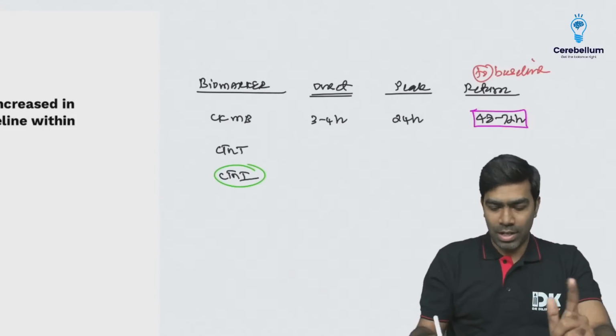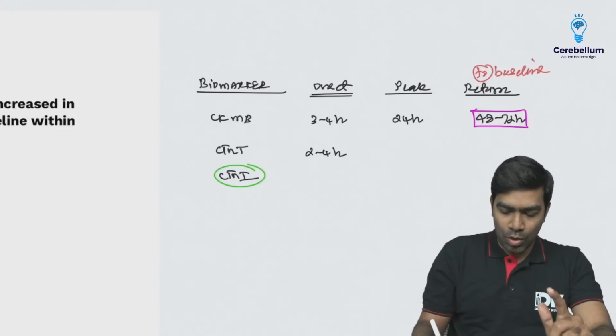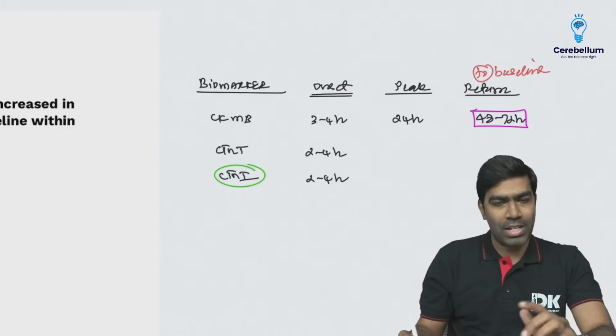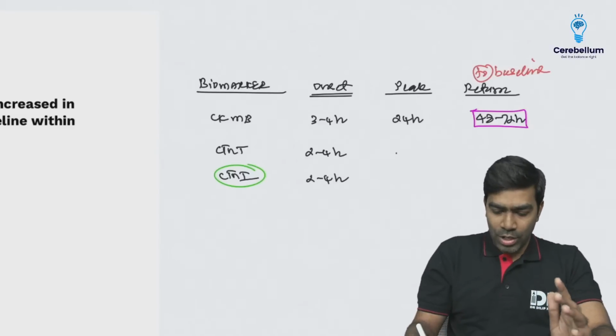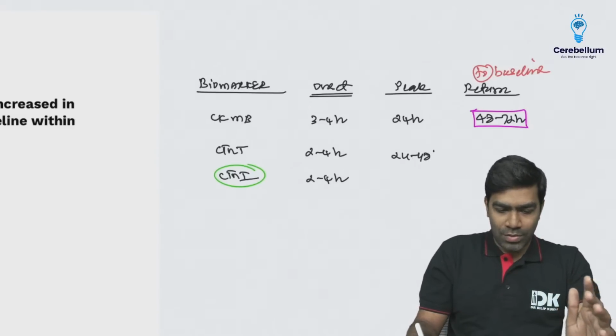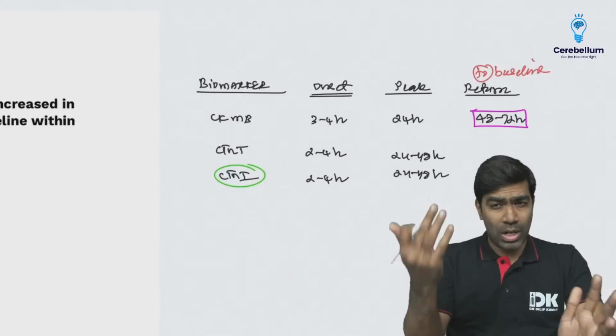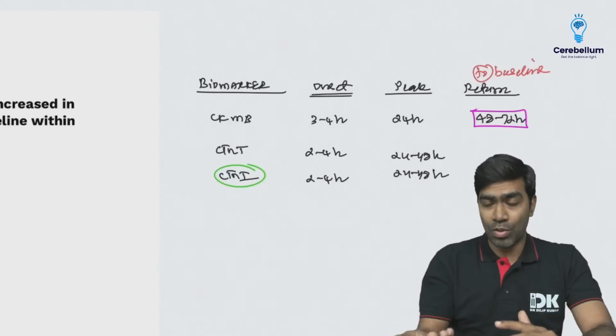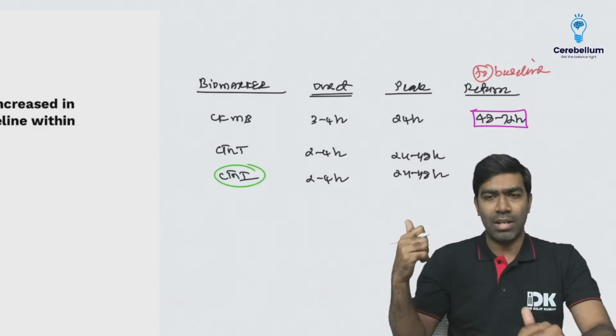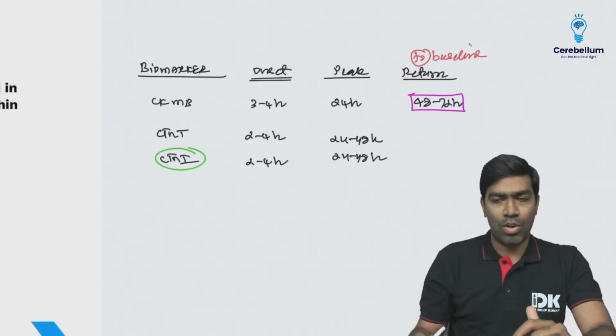So when does the troponin rise? Troponin tends to rise within 2 to 4 hours, whether it's troponin T or I. It reaches a peak level in 24 to 48 hours, which is highly variable. Sometimes it can reach a peak level within 12 hours, in case you are reperfusing the patient. If you are not reperfusing, it reaches a peak level in 24 to 48 hours.